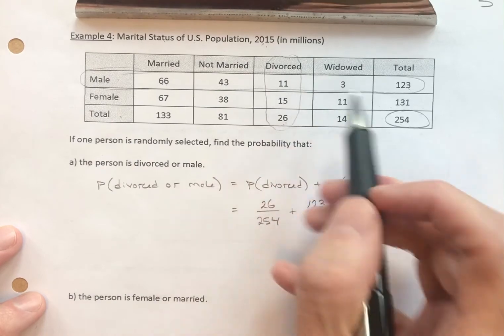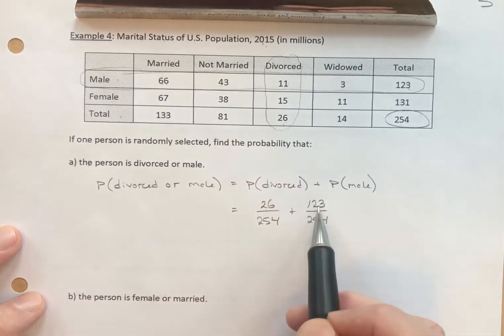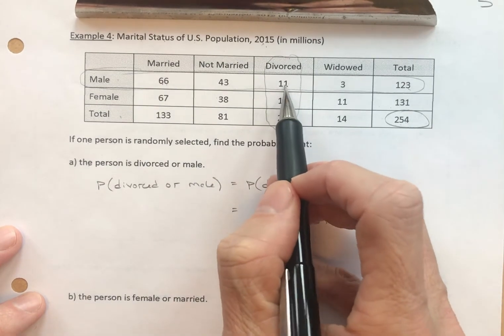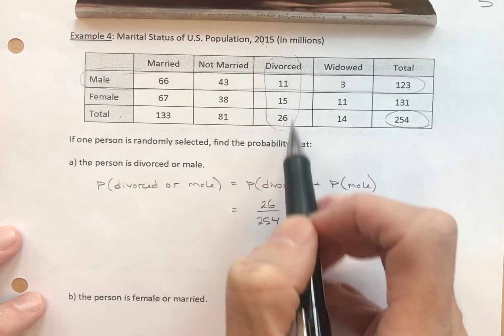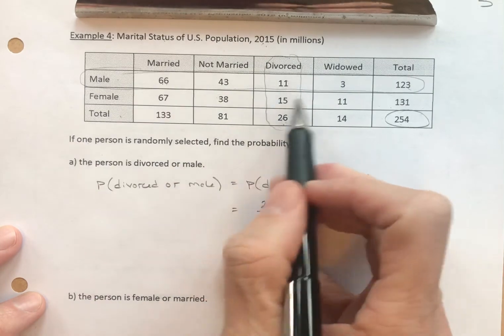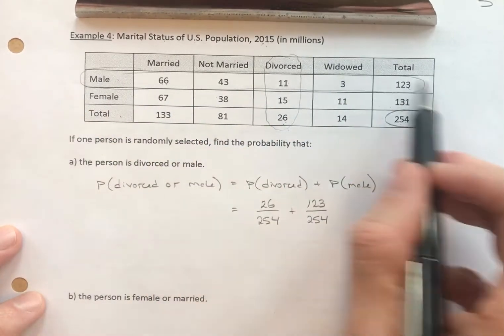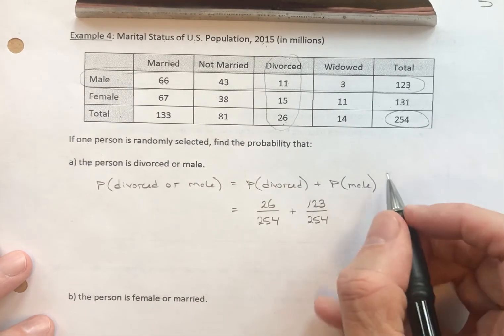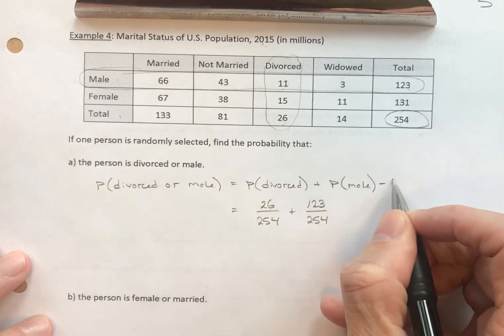Okay, I counted 11 million are men. I counted them in the 123, and 11 million are divorced. I counted them in the 26. I circled it twice. I circled it in the row and in the column, so this 11 got counted twice. Well, I got to subtract the overlap.